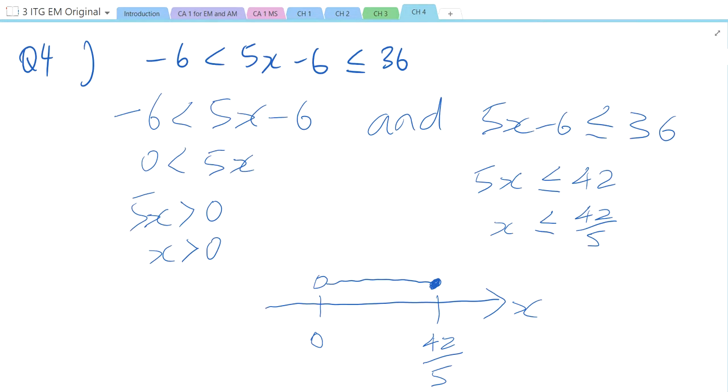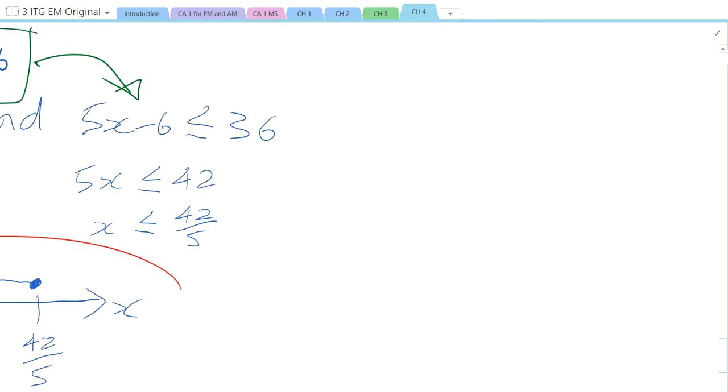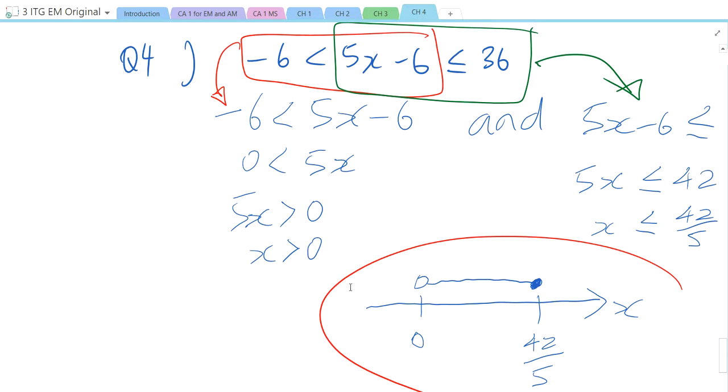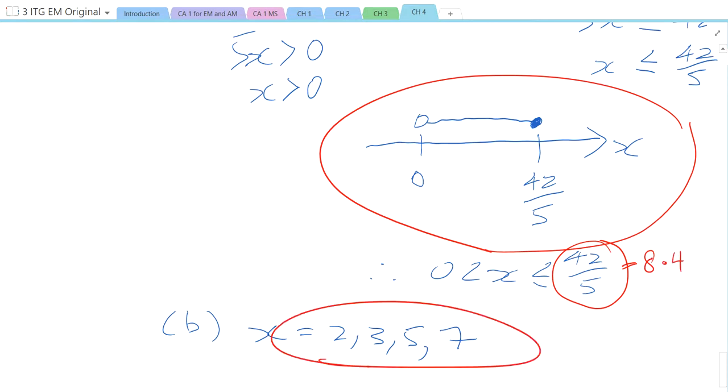So split it out into 2 equations, 2 linear inequalities. Do them separately. Only at the last part do you combine them into your number line. This question had a second part, which is to list down all the prime numbers. 42 divided by 5 is actually equal to what? 7. 8.4. Okay, so we've got these as our prime numbers.